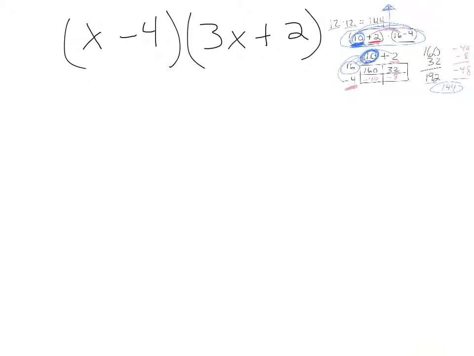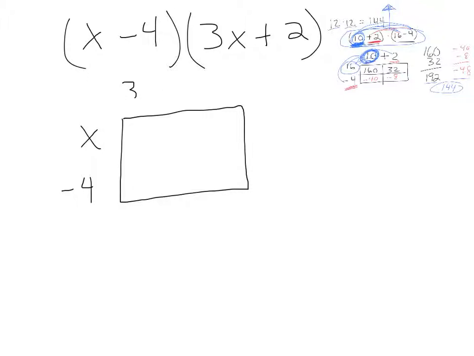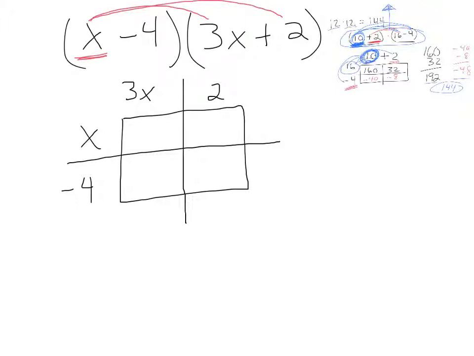Okie dokie. So we've got x and a negative 4 in the first binomial, and we're multiplying that by 3x and a positive 2 in the second binomial. Here we go. Again, we're basically taking this idea of x and distributing into the second binomial. So here's the x. Let's multiply 3x. How about 3x to the second? Here's the x. Let's multiply the 2. How about 2x? 2 multiplying x.